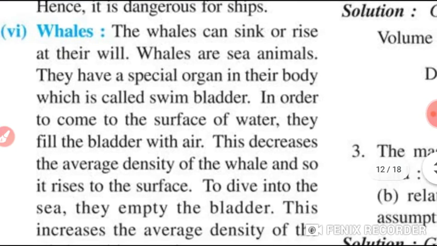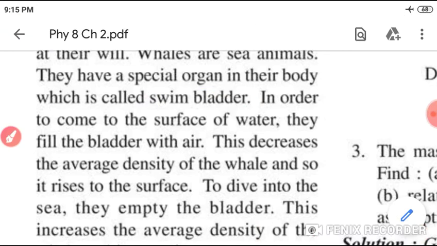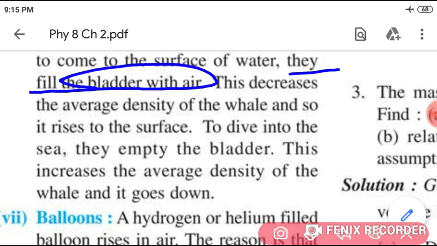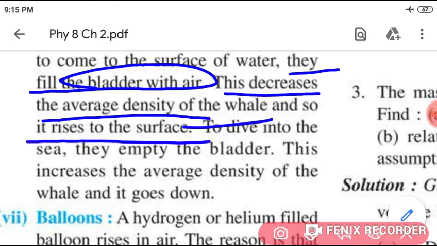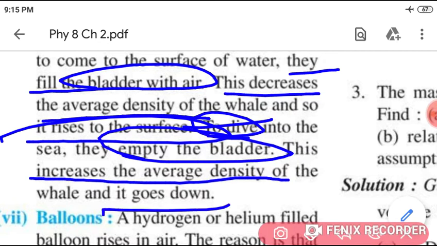Now, what about whales? Whales can sink or rise at their will. Whales are sea animals, as you know, and they have a special organ in their body called the swim bladder. To come to the surface of water, they fill the bladder with air. By this, the average density of the whale decreases and it rises to the surface. To dive into the sea, they empty this bladder. And what happens due to this? They increase the average density and it goes down.